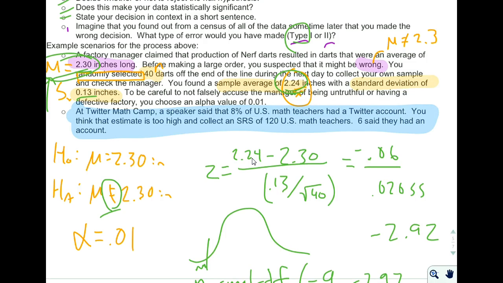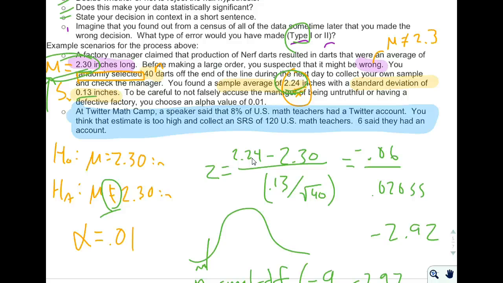It says, at Twitter Math Camp, which is a real thing, and I did go there. Yes, I'm a nerd. A speaker said that 8% of U.S. math teachers had a Twitter account. You think that estimate is too high, and you collect an SRS of 120 U.S. math teachers. 6 said they had an account.